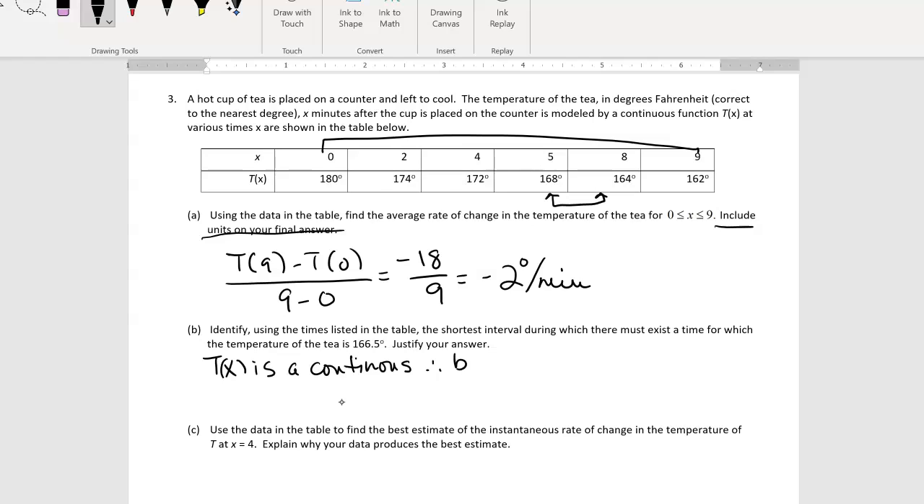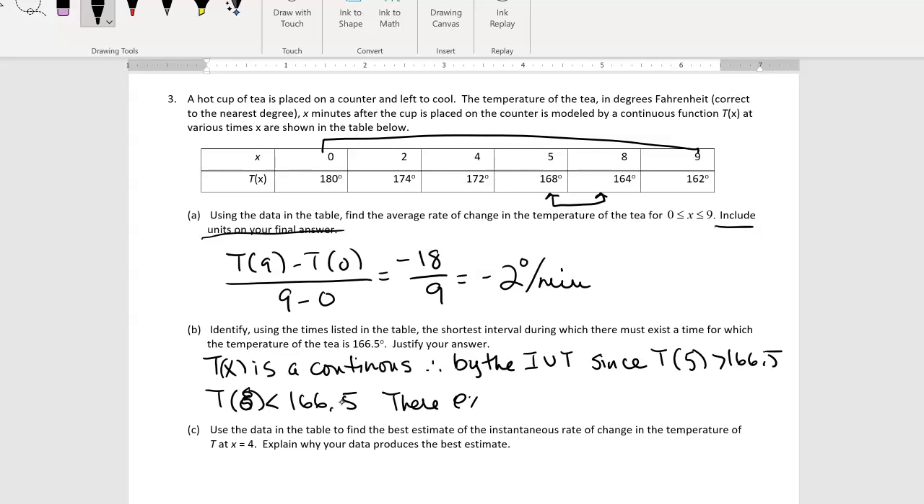So we can say, therefore, by the Intermediate Value Theorem, since T of 5 is greater than 166.5 and T of 8 is less than 166.5, there exists a time over the interval 5 to 8 where T of x equals 166.5. And that was basically everything I needed to see to get all 5 points.